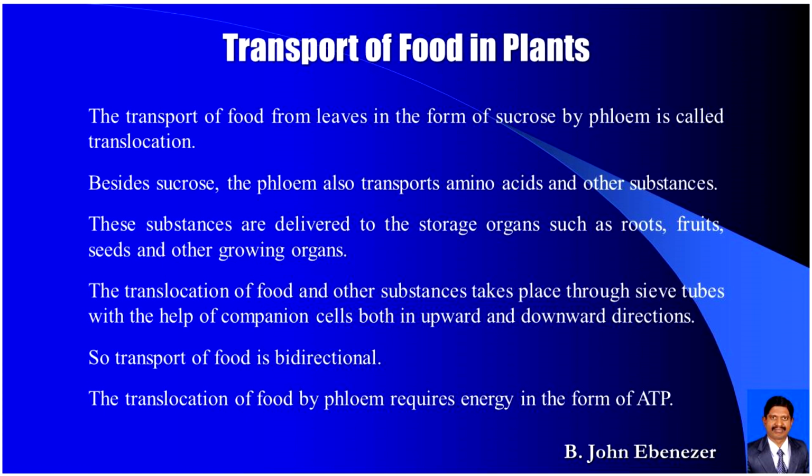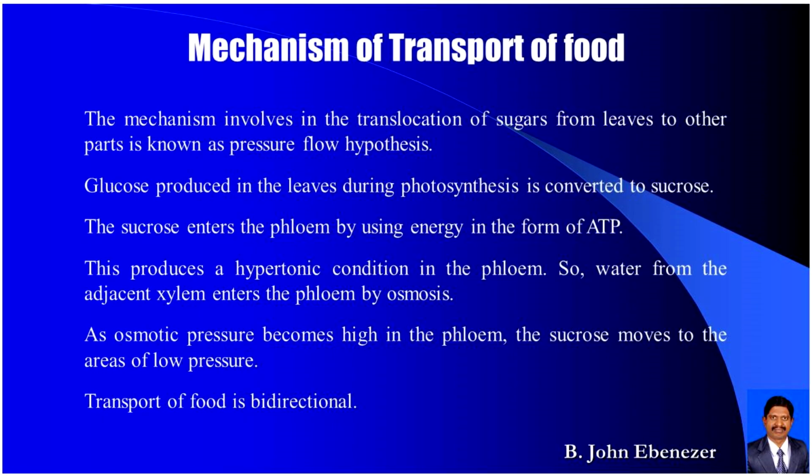The translocation of food and other substances takes place through sieve tubes with the help of companion cells, both in upward and downward directions. So transport of food is bidirectional. The translocation of food by phloem requires energy in the form of ATP. The mechanism involved in the translocation of sugars from leaves to other parts is known as the pressure flow hypothesis.